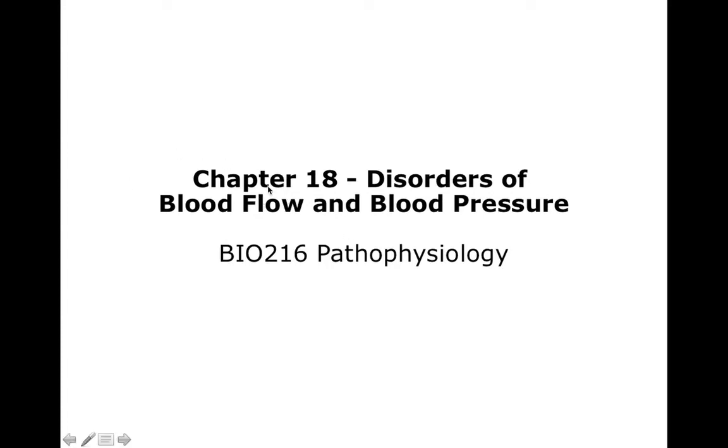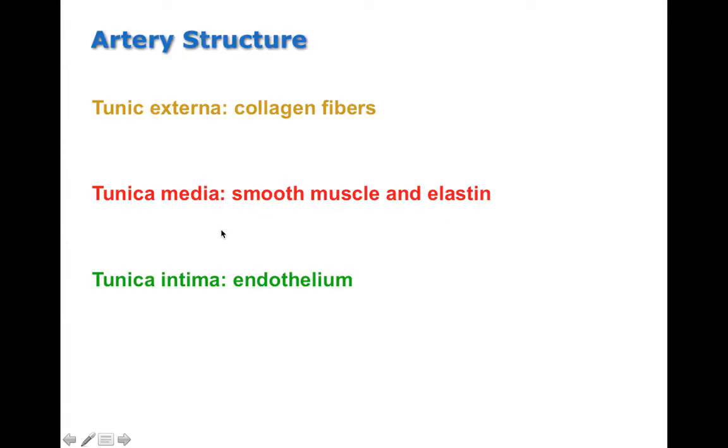Okay, so in this video we're going to talk about Chapter 18, disorders of blood flow and blood pressure. We're going to first start out talking about the structure of a typical blood vessel. The larger blood vessels of your body have three main layers. We have our tunics: tunica externa, tunica media, and tunica intima.